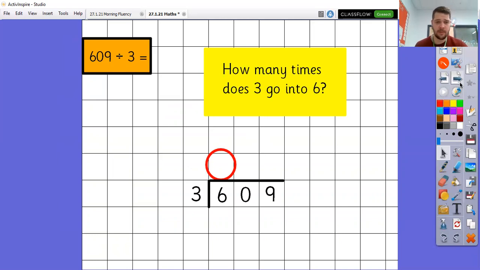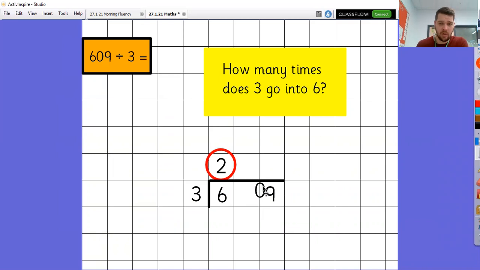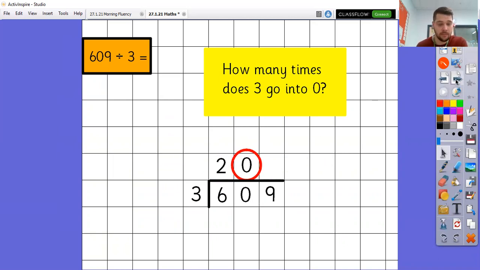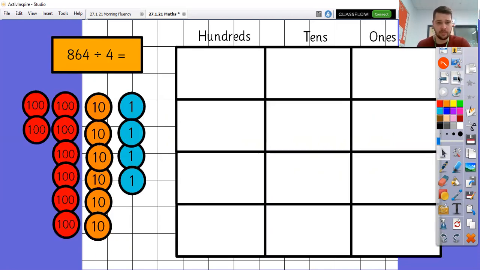How many times does 3 go into 6? 3, 6, twice. How many times does 3 go into 0? 3 is bigger than 0, isn't it? So what I would normally do is I would move this number over here, but because it's a 0, we can just skip straight past it. So I can just put 0 and move on to my next number. How many 3s go into 9? 3, 6, 9, 3. So I get that answer of 203.